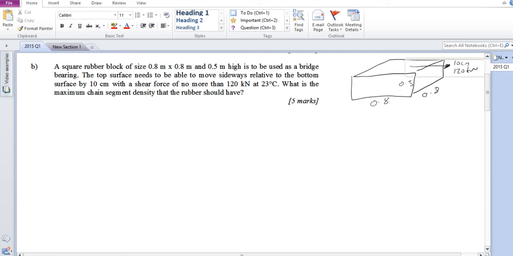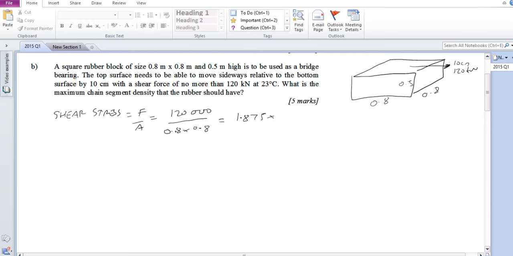What we need to do in this case is work out the shear stiffness of the material that's needed. To do that we need to work out the shear stress and the shear strain, and we have all the numbers we need for that. The first part is the shear stress. As with all stresses, that's the force divided by the area. The force applied is 120 kilonewtons, and the area is 0.8 meters times 0.8 meters, which comes to 1.875 times 10 to the 5 pascals, or 0.1875 megapascals.